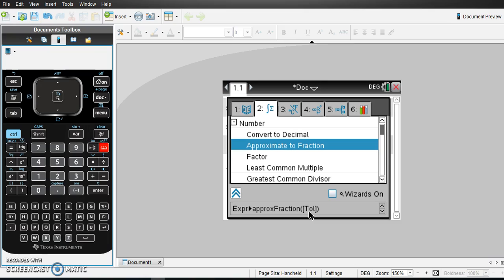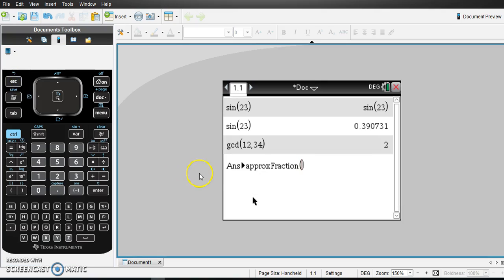How accurate do we want our answer? So the smaller this is, the more accurate it is. And you'll notice that this here is in square brackets. And actually this means that you don't absolutely need something in there. In this case, the calculator has a built-in default setting that if you don't put anything in there, it has a default level of tolerance that it will calculate your number to.